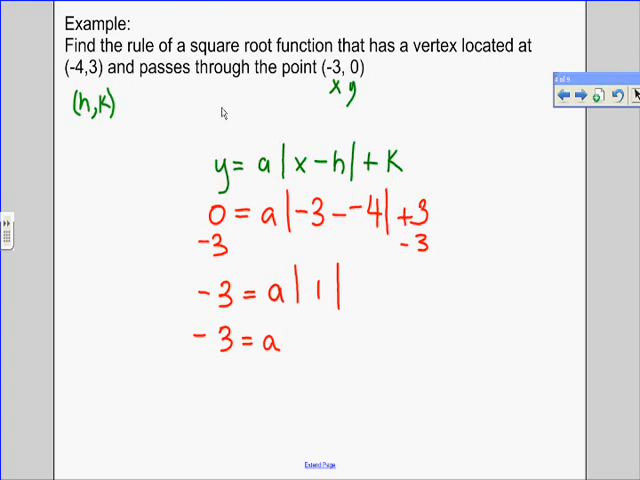And we know that we have to write our final answer here, so I'll switch back to another color. Our final answer is that y is equal to negative 3 times the absolute value of x plus 4, plus 3.